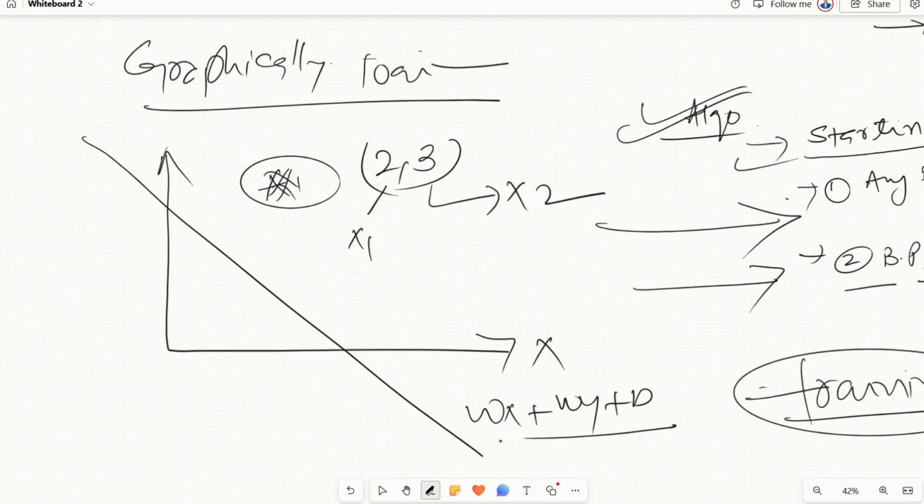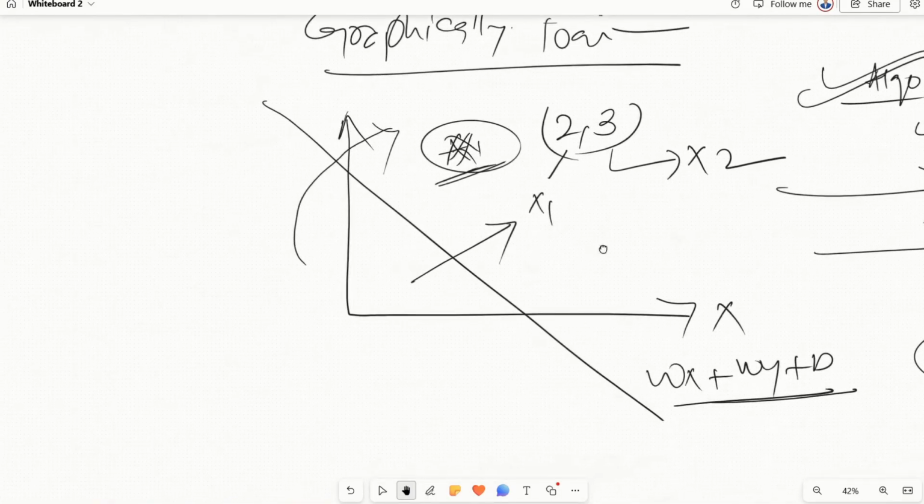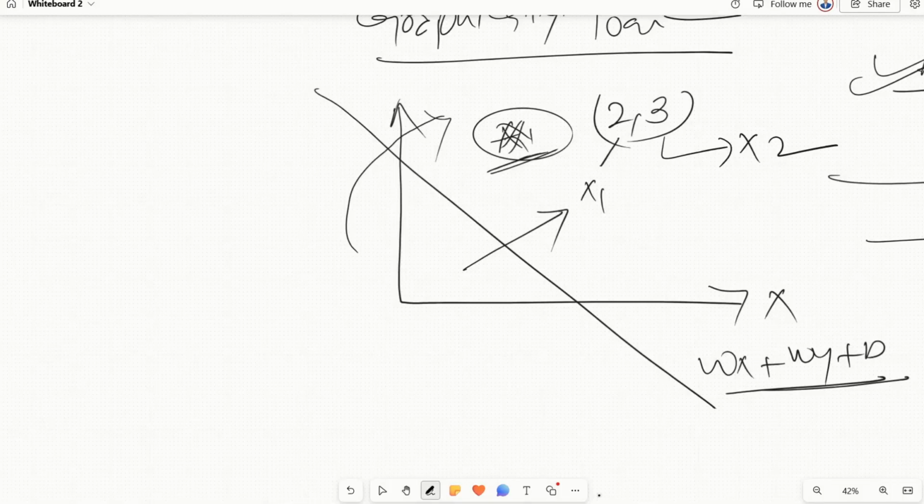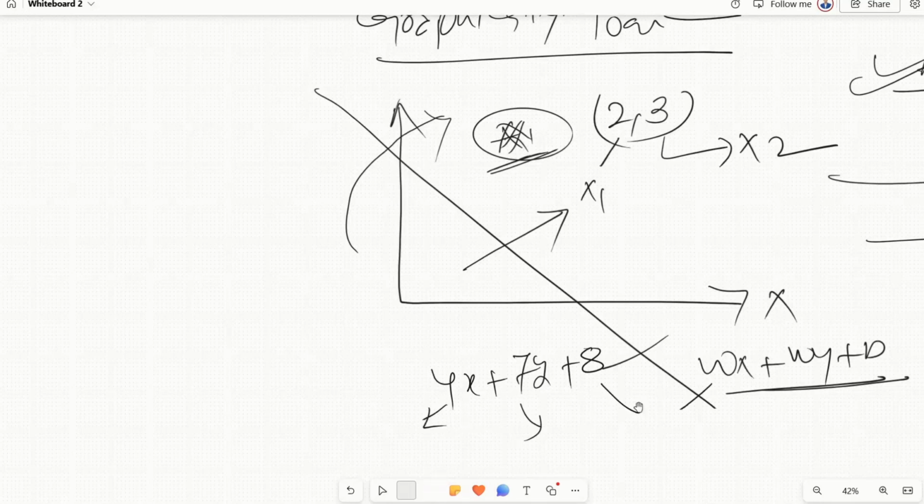This is my line, and I know this point is misclassified and lies in the upward direction, so we have to move this straight line upward. The rotation will happen in the upward direction. Let's see how we apply this mathematically. Suppose I have taken some weights, and the equation is 4x plus 7y plus 8. This is my perceptron: w1 is 4, w2 is 7, and the bias is 8.